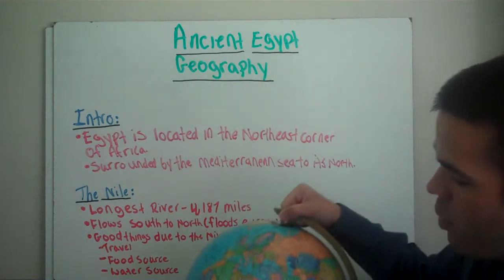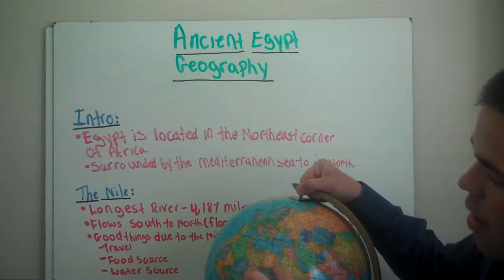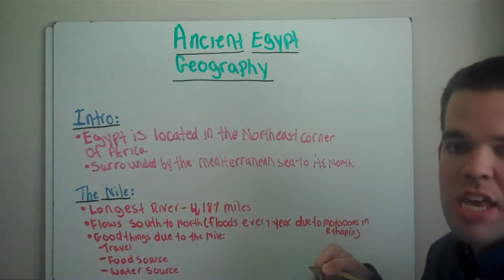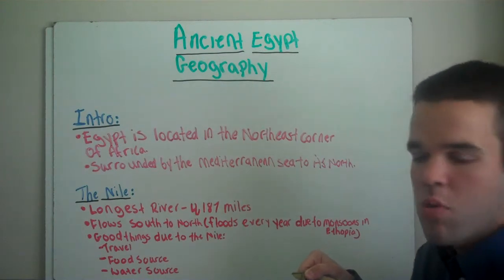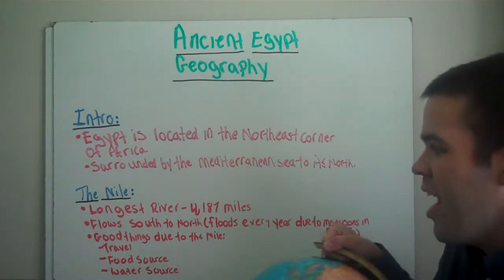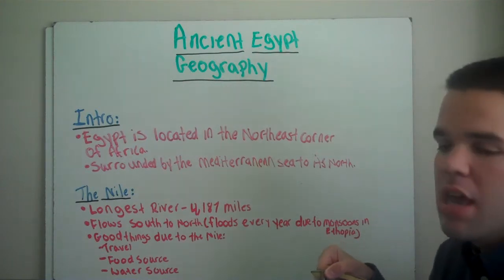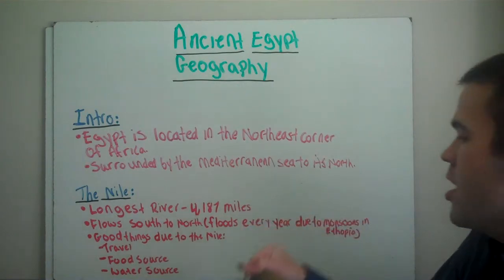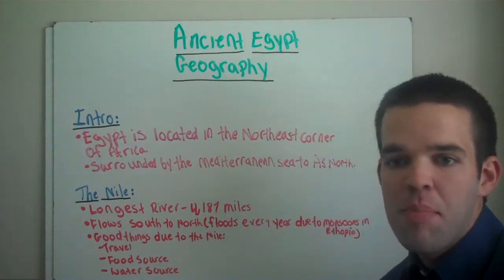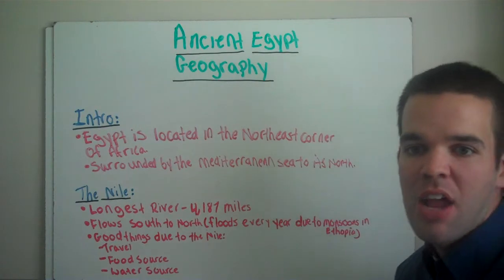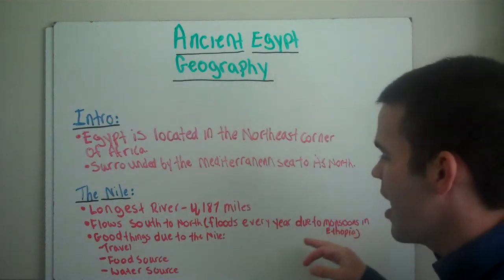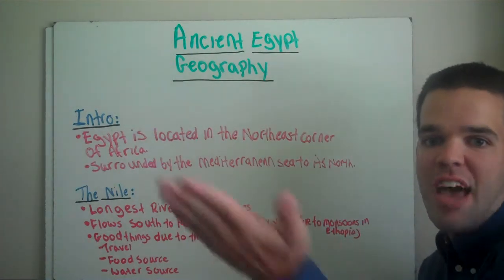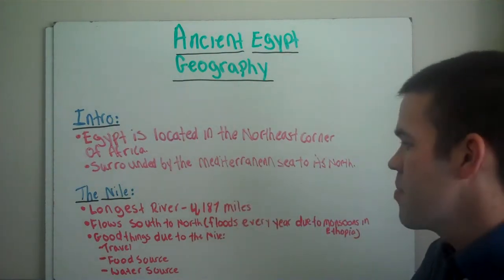The Nile River. The Nile River is on the eastern side of Egypt. It flows south to north. Now, south to north is unique because most rivers and most waterways in the world flow north to south. The Nile flows south to north. It is primarily due to this country right here, known as modern-day Ethiopia. Every year, Ethiopia has monsoons, which we'll talk about a little bit later on in a later unit. And Ethiopia floods. And because of that, it flows south to north and not north to south.